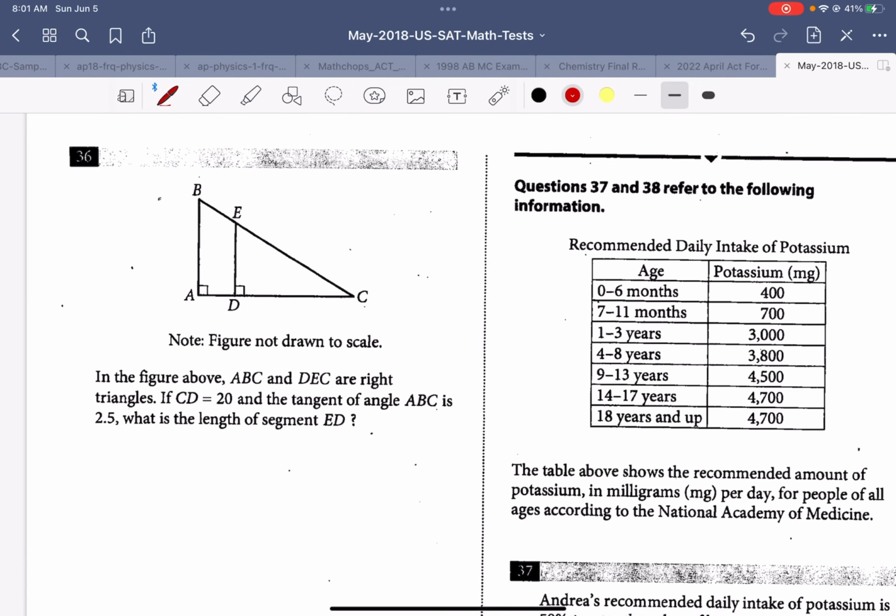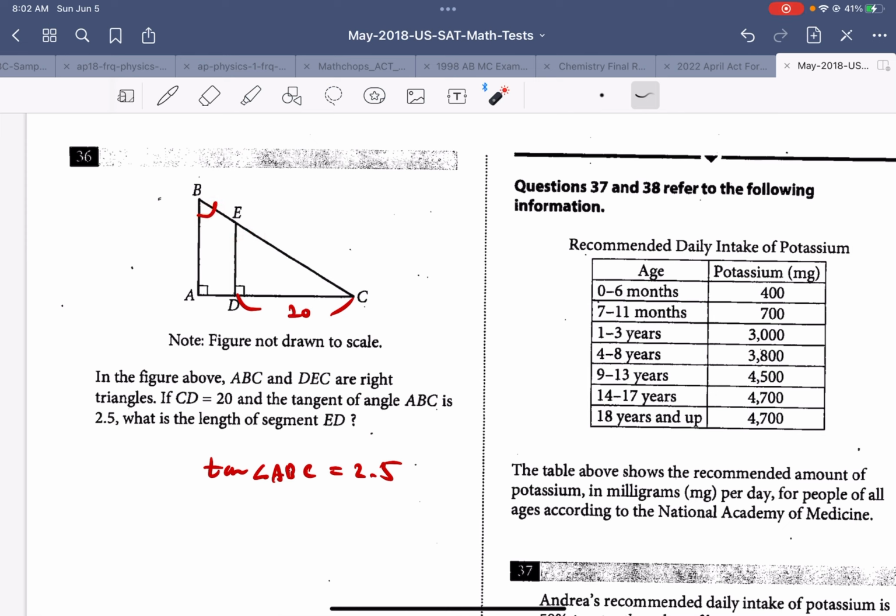36. In the figure above, ABC and DEC are right triangles. CD is 20, so this is a 20. The tangent of angle ABC is 2.5. But what I figured is that these two lines must be parallel. Why? Because those are corresponding angles, two right angles, so they are parallel lines. And this angle has to be congruent by corresponding angles.